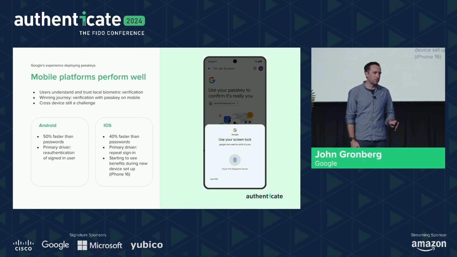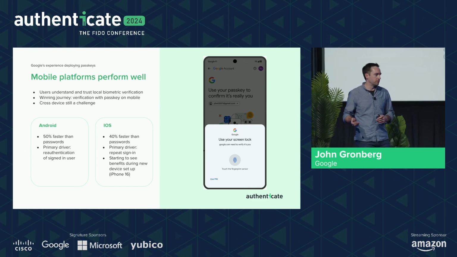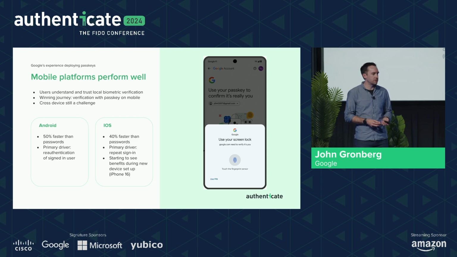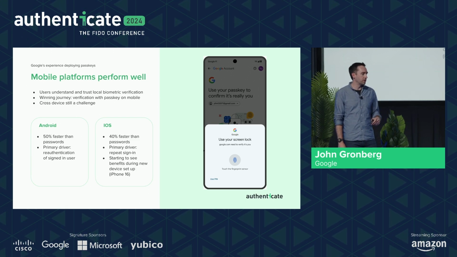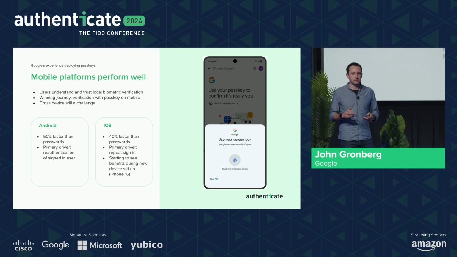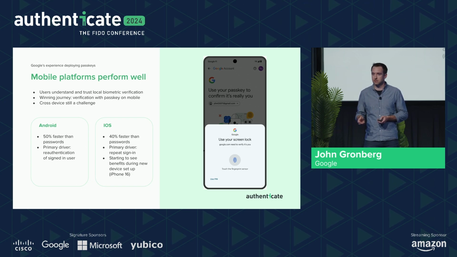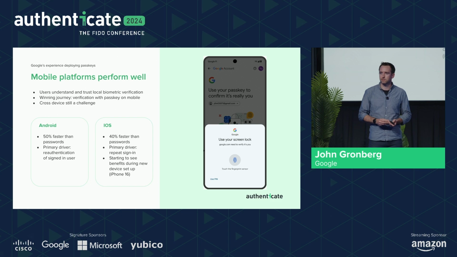However, users still do run into some hiccups on mobile, and that is when they need to scan a QR code or bootstrap a passkey onto a new device. But on both Android and iOS, we're seeing significantly faster authentications, 50% on Android, 40% on iOS. And so we're also starting to see benefits on these passkey users when they transition onto new devices with the latest generation of both iOS and Android devices.